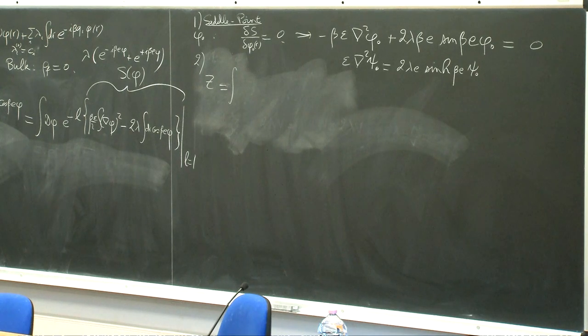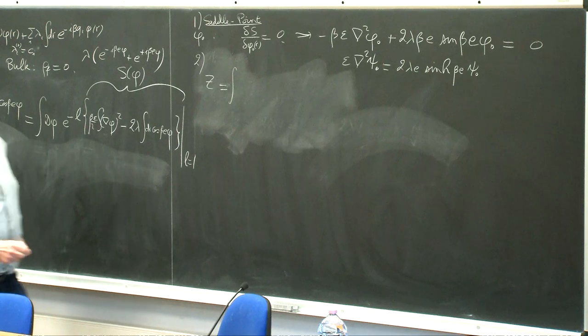When you pass from the first line to the second, we just say that psi zero is i phi zero.